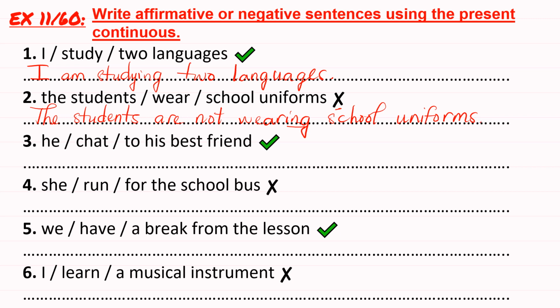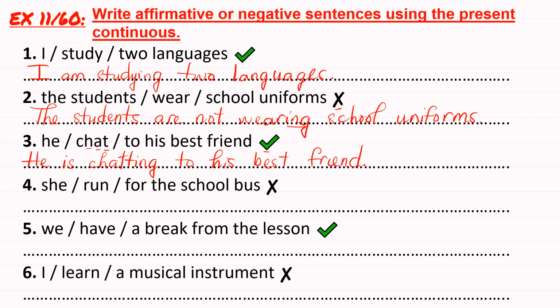Okay. Number 3 is a tick, so we write an affirmative sentence. The subject is he, so to be is, he is. And look at the verb. We have the verb chat, and with a consonant, vowel, and consonant. So before we add ing, we have to double T, like this, chatting. He is chatting to his best friends.